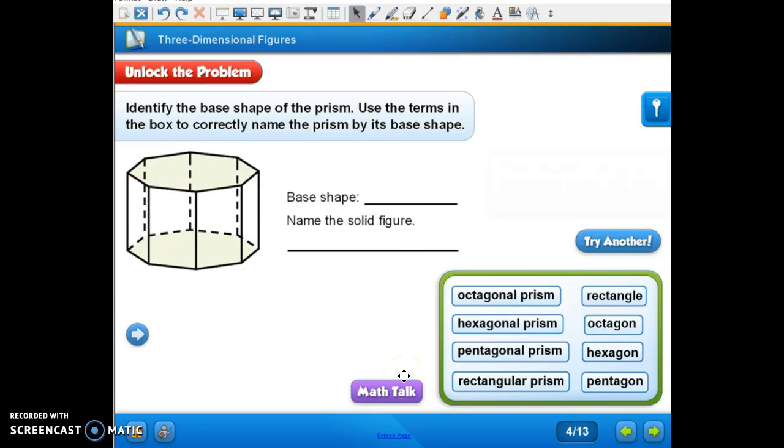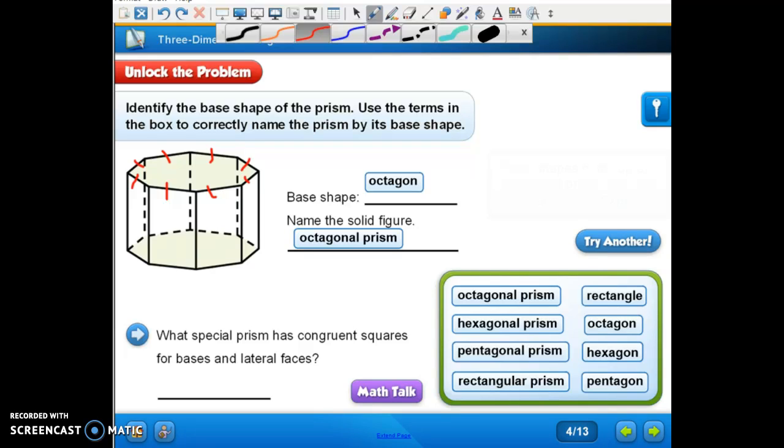This is the last one on our page. Let's count the sides of the base. 1, 2, 3, 4, 5, 6, 7, 8. So what is our figure that has 8 sides? An octagon. So we have an octagonal prism. So again, at the bottom, underneath your purple box, what special prism has congruent squares for bases and lateral faces? It was a cube.